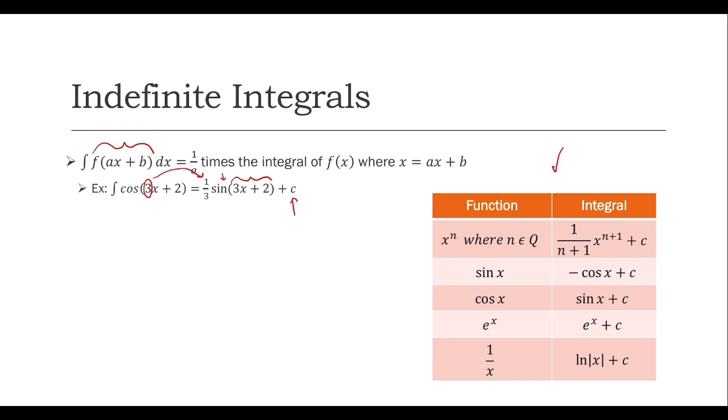So here are a bunch of functions where you need to know these integrals. If we have x to the n, where n is an element of the rational numbers, the integral of that is 1 over n plus 1 times x to the n plus 1 plus c. The integral of sine of x equals negative cosine of x plus c. The integral of cosine of x would be sine of x plus c. The integral of e to the x is e to the x plus c. And your integral of 1 over x is the natural log of the absolute value of x plus c. So these are all integrals to memorize.